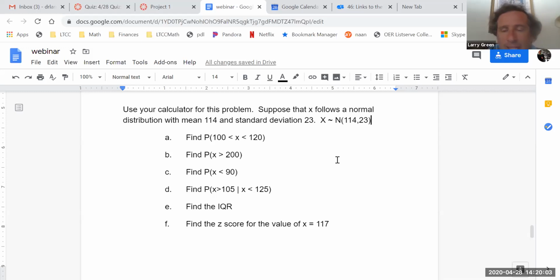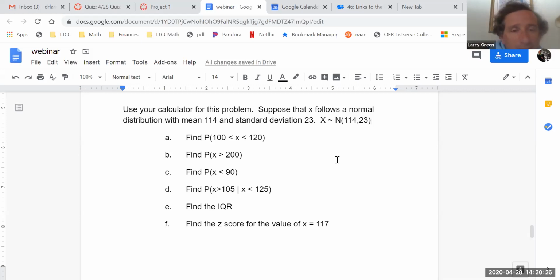If I say write the distribution, you write x, you write a tilde, and you write an N. By the way, next week, the x is going to change, but the tilde N is going to stay. Then you write the mean, comma, the standard deviation. Okay, any questions so far? Okay, so let's do some of these.